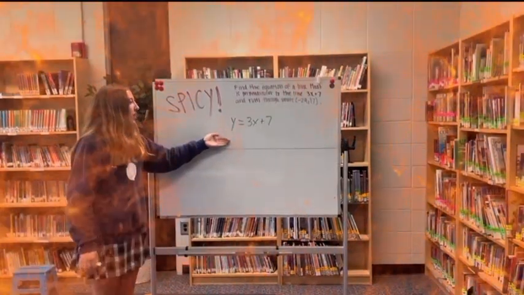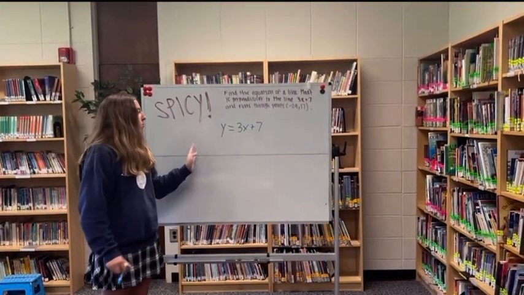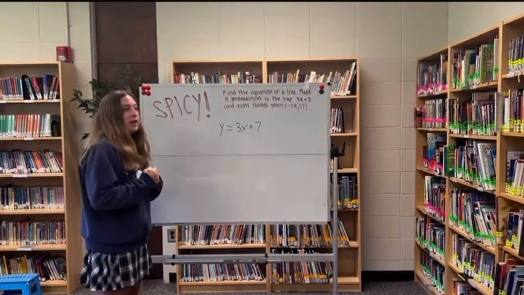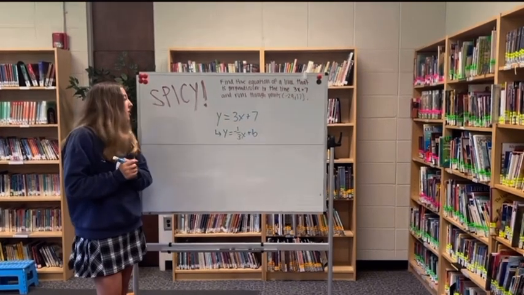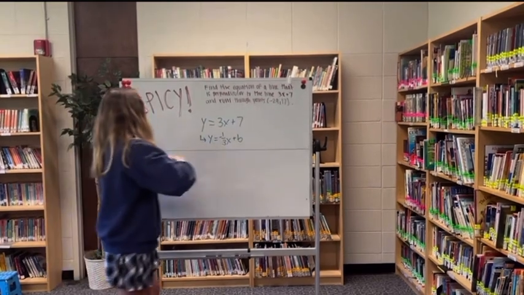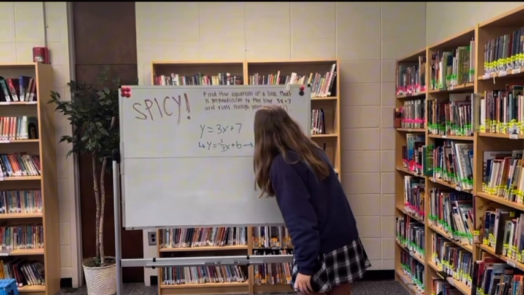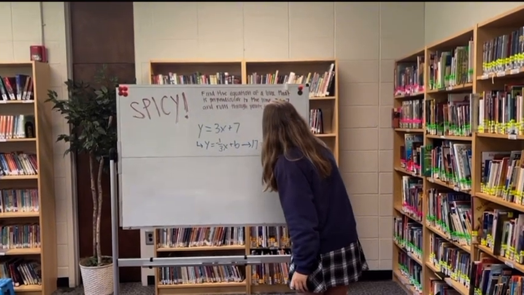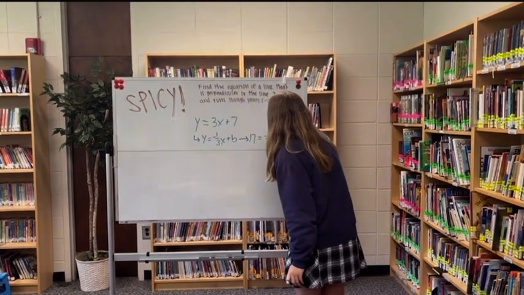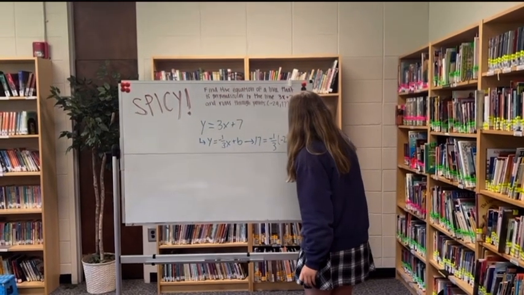Okay, so this is the equation, and since we're making it perpendicular, we have to do the negative reciprocal of 3x, which would be negative 1/3 x. So now we need to plug in our points, which are negative 29 and 17. So we would put 17 equals negative 1/3 times negative 29 plus b.